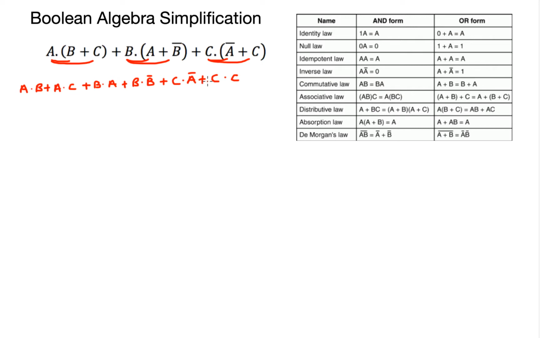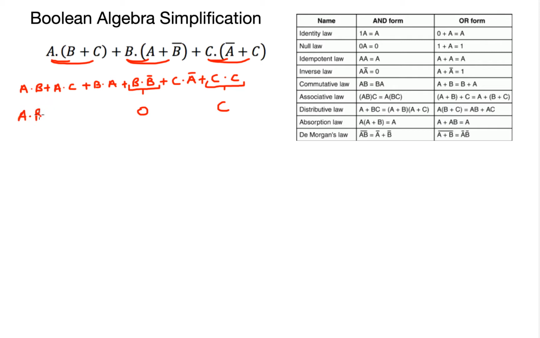Well, I'm looking at the C and C. I'm also looking at the B and not B. I can use the inverse law on the B and not B, and I can also use the idempotent law on the C and C. So C and C will give us C, and the B and not B will give us 0. And I'll rewrite out the rest of the expression.